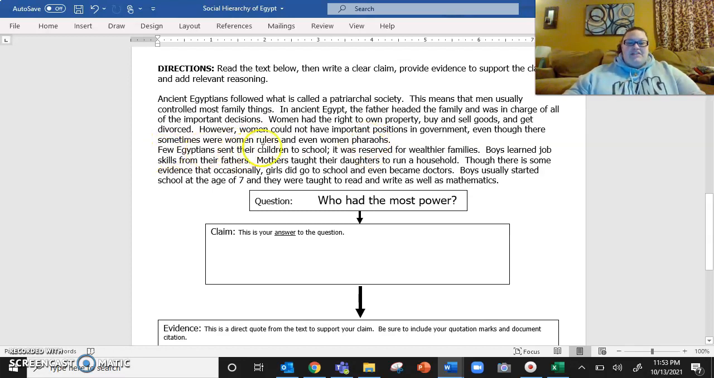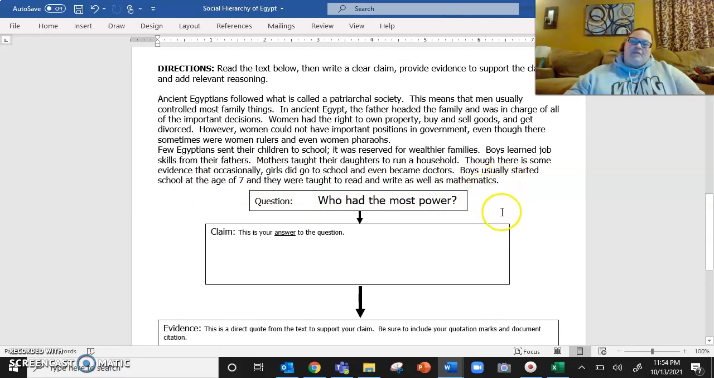Few Egyptians sent their children to school. It was reserved for wealthier families. Boys learned job skills from their fathers. Mothers taught their daughters to run a household. Though there is some evidence that occasionally girls did go to school and even became doctors. Boys usually started school at the age of 7, and they were taught to read and write as well as mathematics.